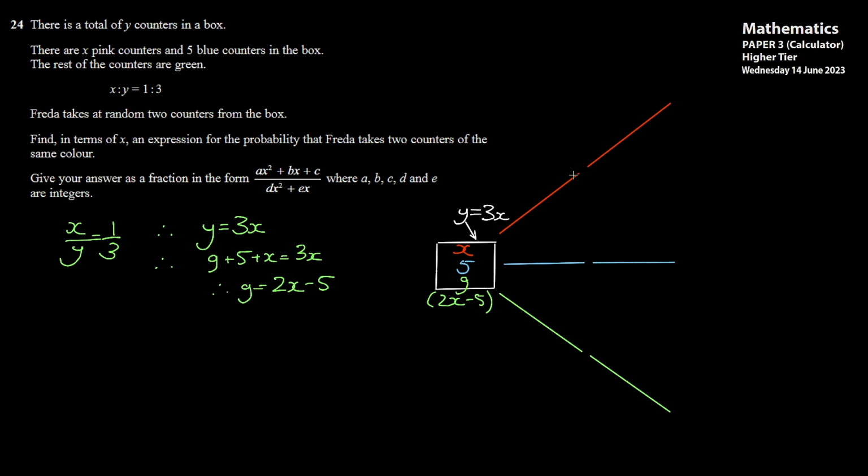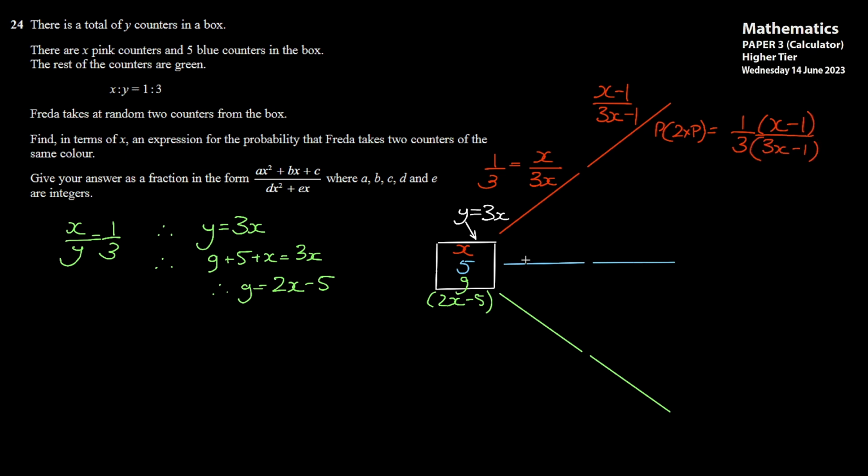So the probability of getting here, which is a pink pick, will be x over 3x, which is equal to 1 over 3. The probability of the second pick being pink will be x minus 1 divided by 3x minus 1. The total will have gone down by 1 as well because you've picked 1. So the probability of 2 times pink is these two multiplied together: a third times x minus 1 over 3x minus 1.